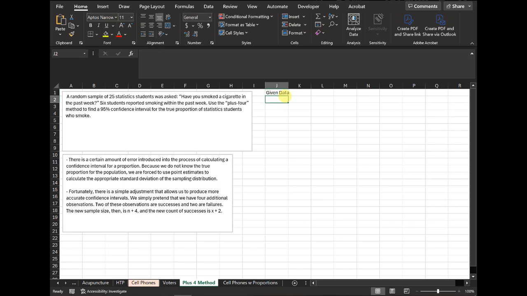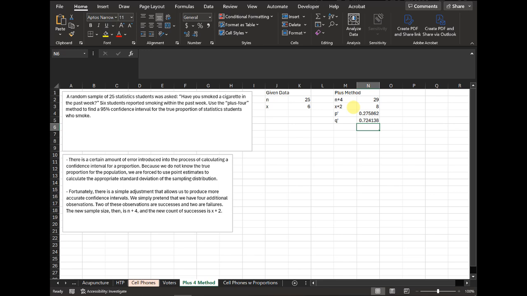So for my given data, I have my n is 25 and my x is 6. But then for my +4 method, what I'm going to do is I'm going to take my n plus 4 and I'm going to take my x plus 2. And this information here, this is what I'm going to use for the problem going forward. So now my p prime will be based off of this data and everything else kind of flows the same.